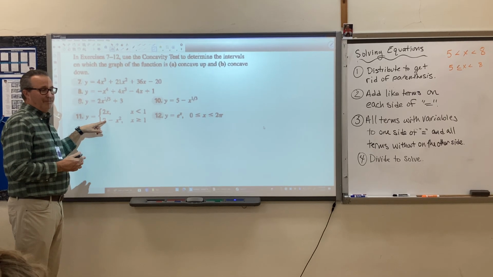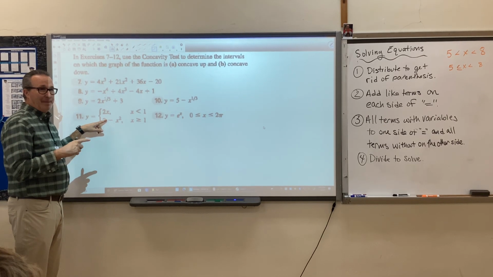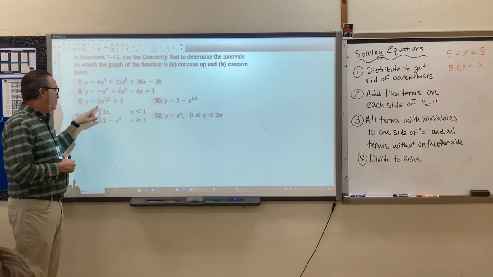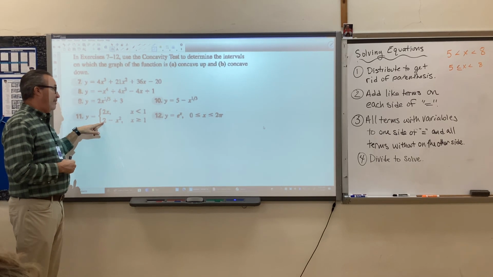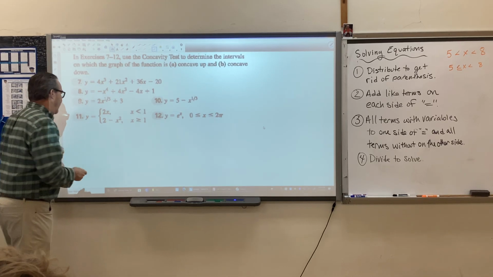How about the concavity in this part of the graph? It's negative 2. Negative, right? So it means it's concave down. This part of the graph, no concavity. This part of the graph, concave down. Okay.